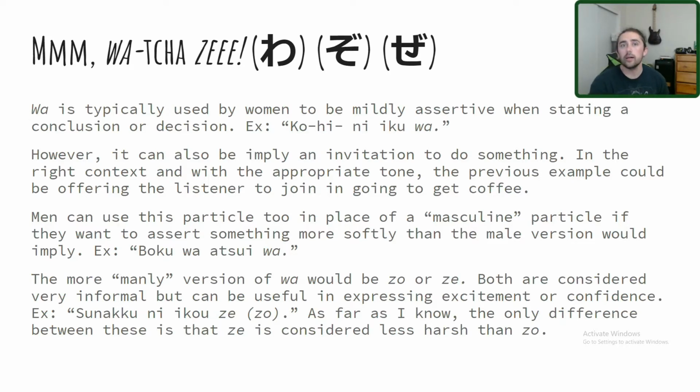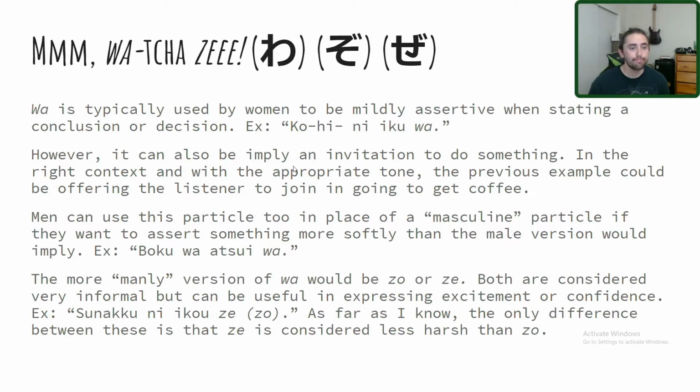However, a lot of times it's also used as an invitation to do something. Like if you're trying to be like, hey, let's go get coffee, you can use wa to indicate that. You can be like, hey, kohi ni ikuwa. Like, hey, I'm going to go get coffee. Do you want to come? Right? So with the right context, this same sentence could mean that you're sort of inviting someone to get coffee. Kohi ni ikuwa.